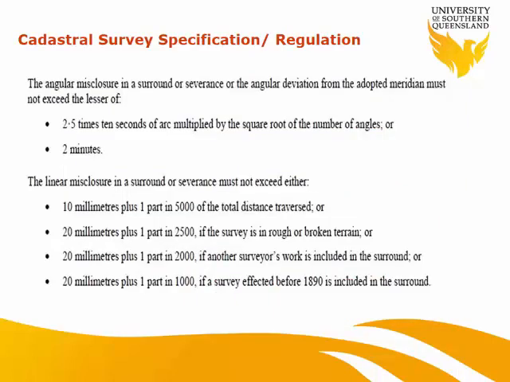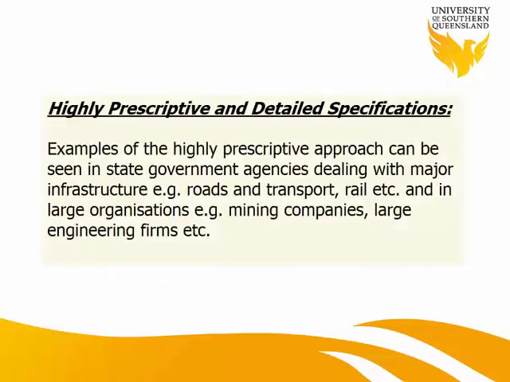What is good, or the best specification that you can see, is this one here. This is a more formal specification under legislation and regulation. You can see it specifies everything quite clearly, which we call highly prescriptive and detailed specification. Examples of them can be seen in state government agencies when they deal with major infrastructure, like, as I said, road and transport. Here is Main Roads, Department of Main Roads. I don't know, in New South Wales, RTA, if I'm right, or maybe they changed the name now. And there's rail, for example, or a mining company. So large engineering or surveying firms come with more detailed specifications.